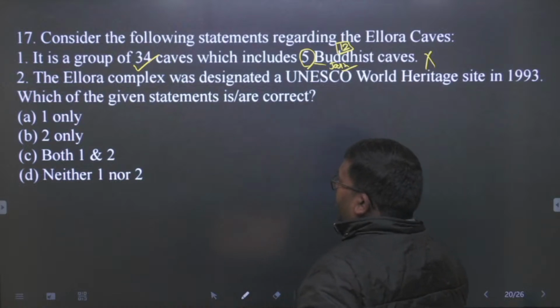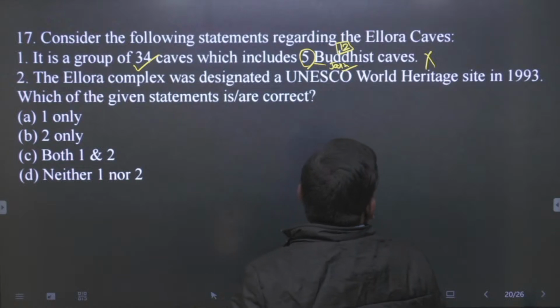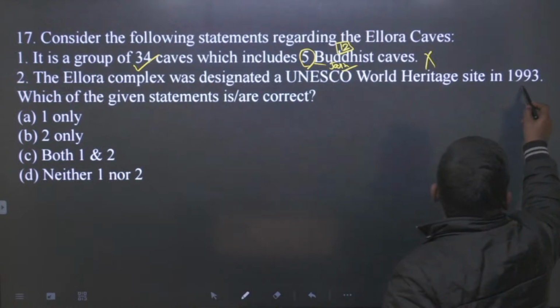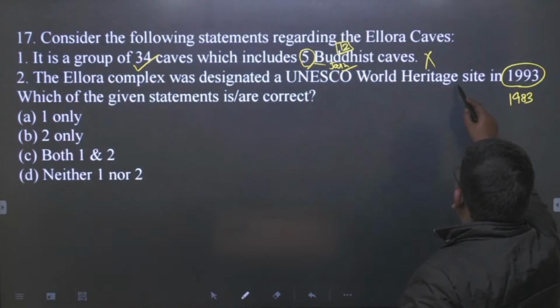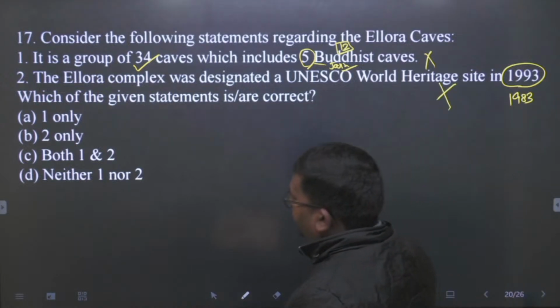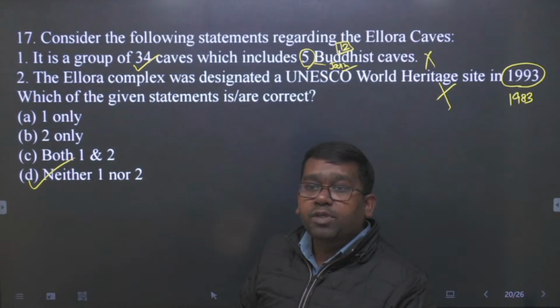Okay. Ellora complex was designated as a UNESCO World Heritage Site in 1993. So this is also false. It was 1983. The statement is also false. So the answer will be neither 1 nor 2. Neither 1 nor 2 will be the answer of this question. All right.